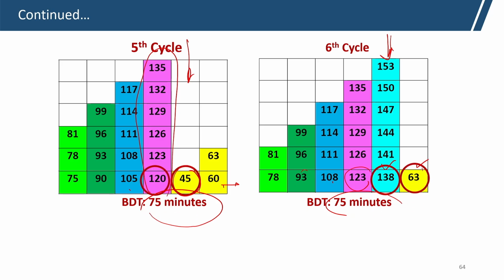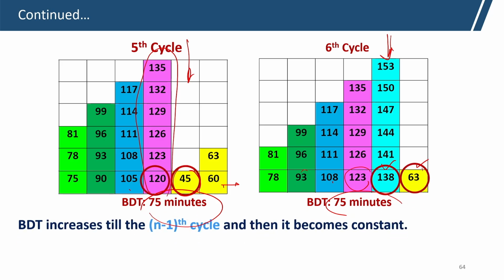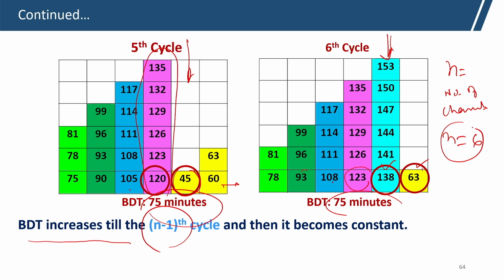So, the basic thing is that the blending delay time increases till the n minus 1th cycle, where n is the number of chambers. So, here the number of chambers is 6, n is 6. So, blending delay time will increase till n minus 1, that is the fifth cycle. After that, blending delay time becomes flattened, it will be constant. Okay.